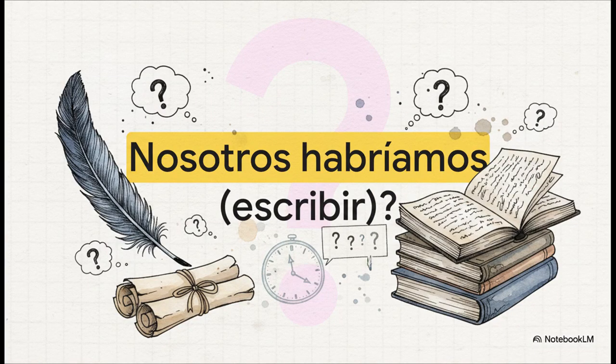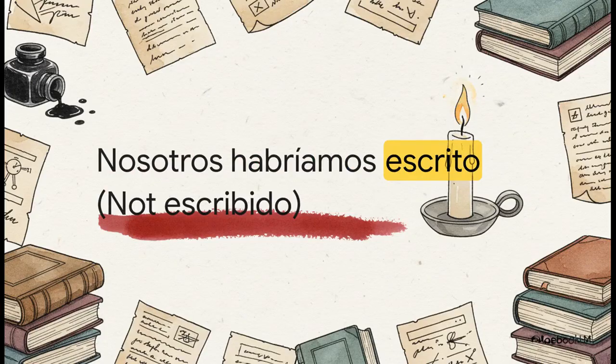Okay, here is the final one, and I'm telling you, this is a massive hurdle for English speakers. We would have written. The verb is escribir. Nosotros habríamos. What do you think? Escrito. So, the absolutely crucial point here is that it is not escribido. That is literally the number one mistake Spanish learners make with this specific verb. The correct irregular participle is always, always escrito.